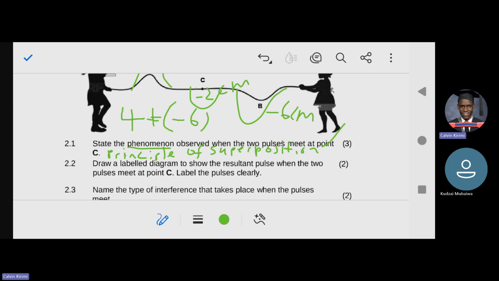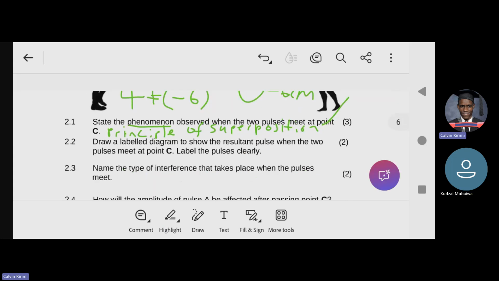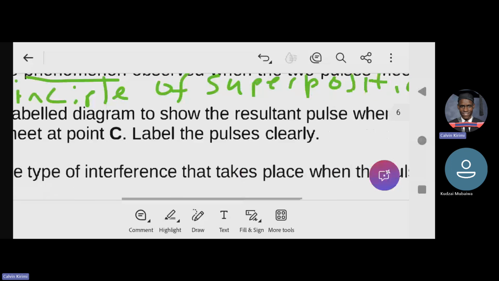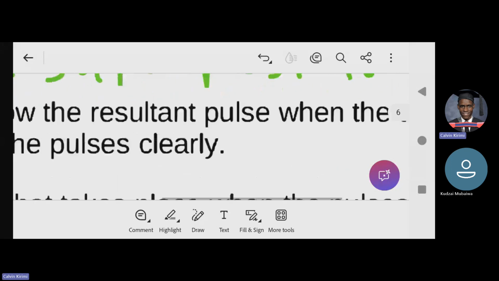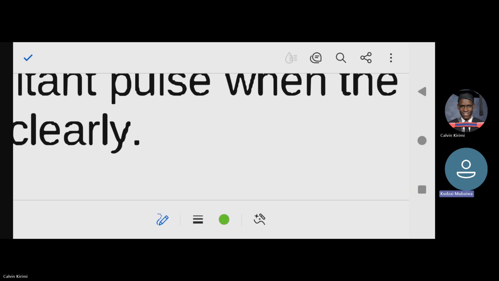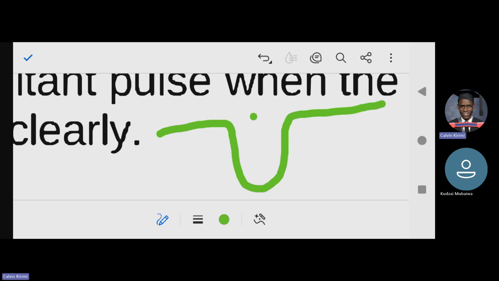Then let's go to the drawing. Draw the diagram to show the resultant pulse when the two pulses meet at C. Label the pulses clearly. So now at C, we are only interested in the pulse at C, isn't it? So the pulse at C will be just like this. Then what is the amplitude? -2 centimeters.